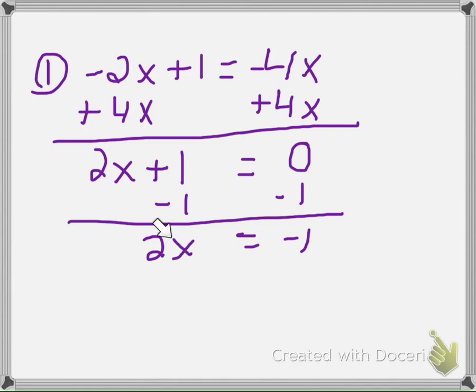Now, to get rid of timesing by 2, I divide by 2. And now I can see that the answer is x equals negative 1/2. And I don't need my calculator to divide this because I know that all division problems are fractions. I can just leave it, negative 1/2.